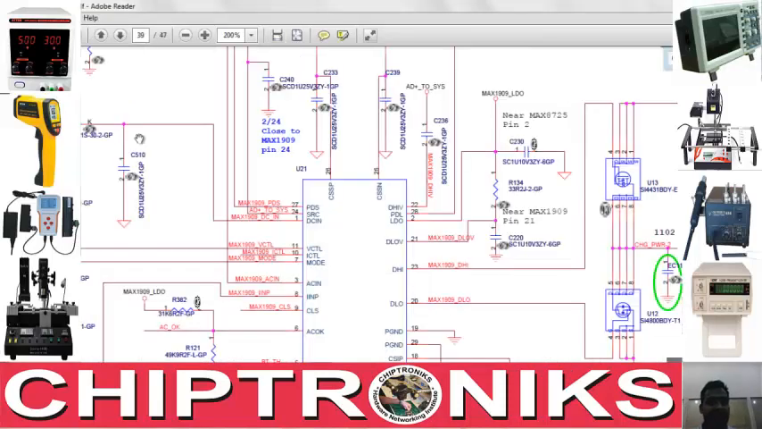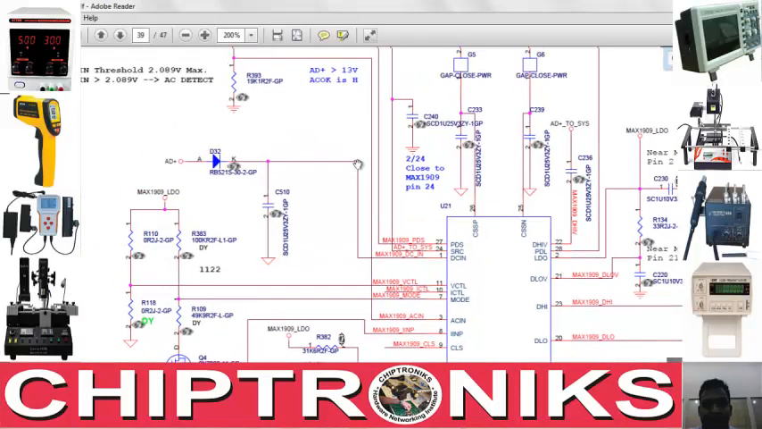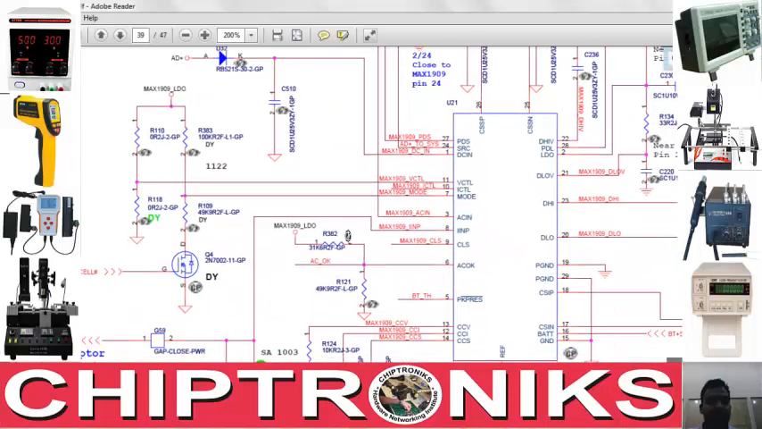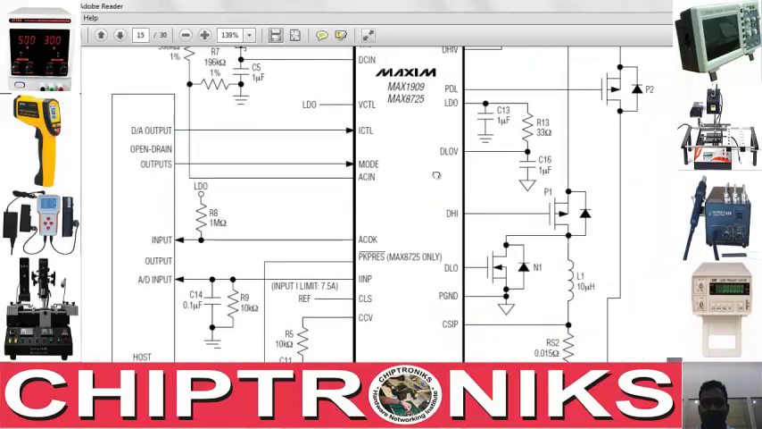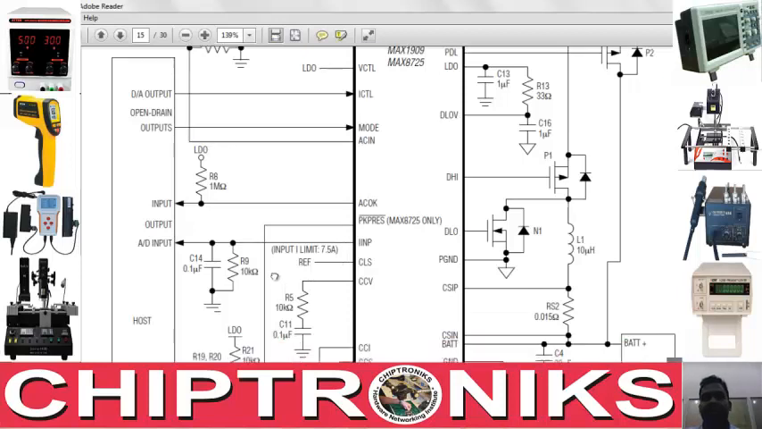And we'll see in the schematic where this IINP is going. IINP is going over here to generate AD_IA, that is, detect adapter input current. This is an output of this charger IC to the IO, and we can see over here, this is an input to the IO and an output from the charger IC.